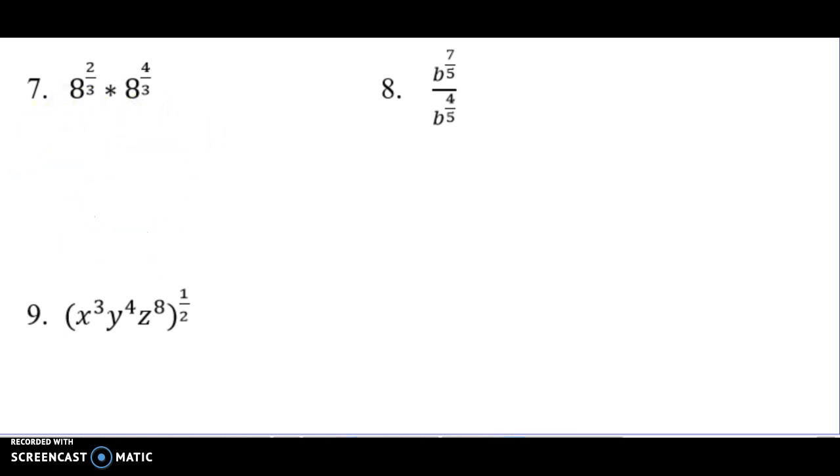So we go 8. 8 stays the same, right? X stays the same. Even though it's an 8 now, it stays the same. And then what am I going to do to the exponents? Add them. They're fractions. The way we add fractions is we keep the common denominator. Or if it's not a common denominator, get a common denominator. And then we add the numerators. So 2 plus 4, 6.